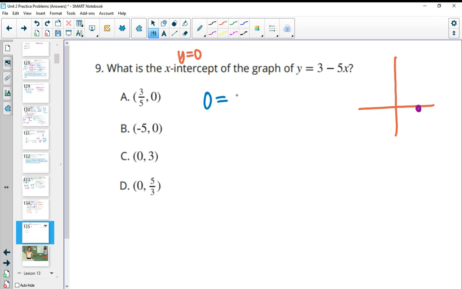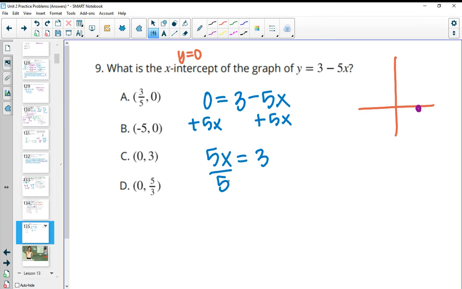So 0 equals 3 minus 5x, and then we can solve for x. So I'm going to add 5x to both sides. 0 plus 5x is 5x. And then we just get 3 plus 0 here. And then we can divide by 5. And we get x equals 3/5.